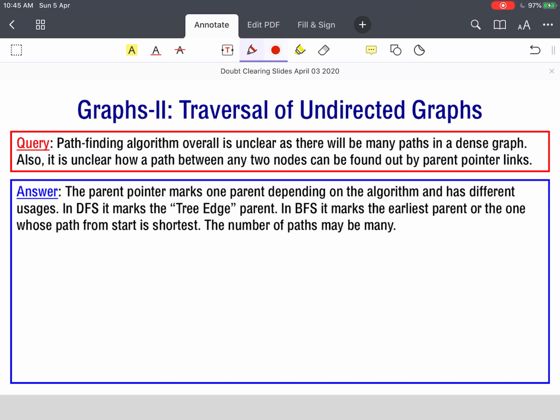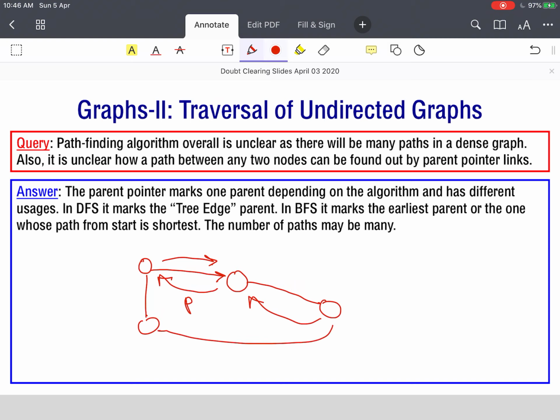Now we come to the pathfinding algorithm. How many paths can be there in a dense graph? It is unclear how a path between any two nodes can be found by parent pointer links. You know, in a DFS, as soon as you go from one node to another in the DFS search, even though there is a graph here, if you go from this node to this node, you are marking a parent pointer like this. So as soon as you traverse nodes, you mark parent pointers.